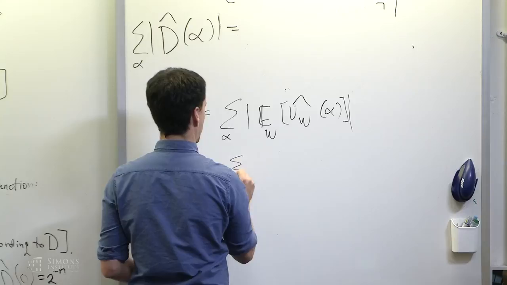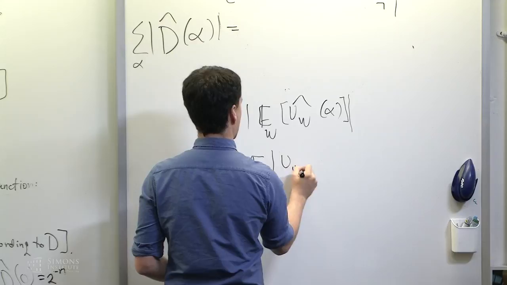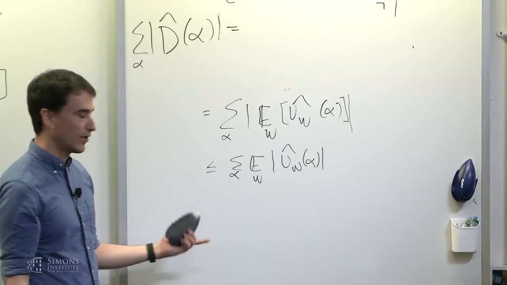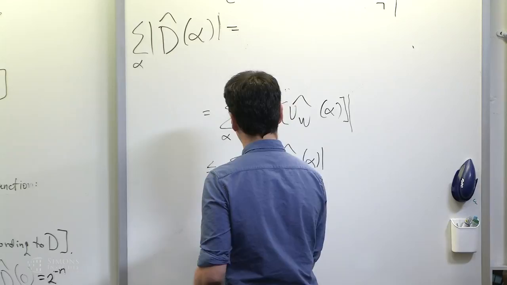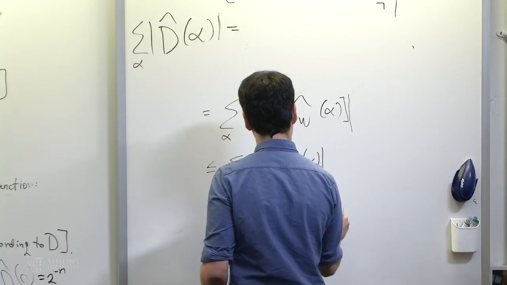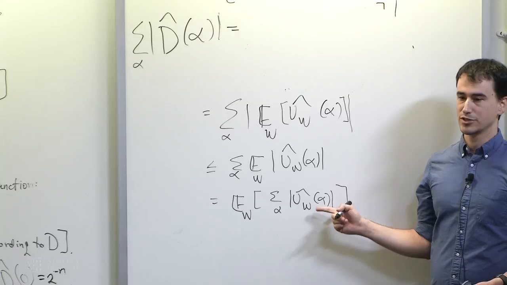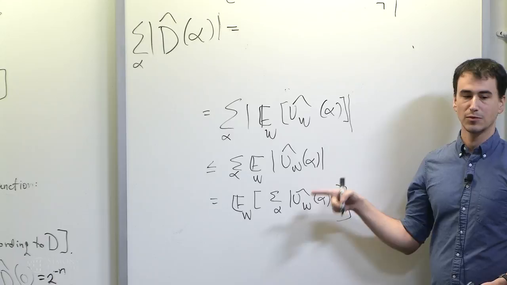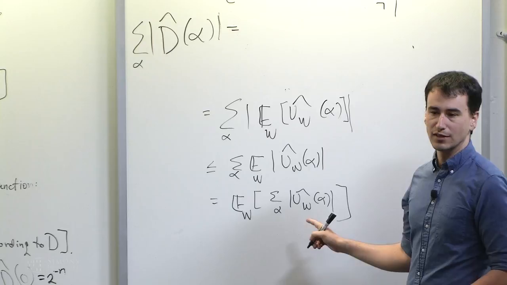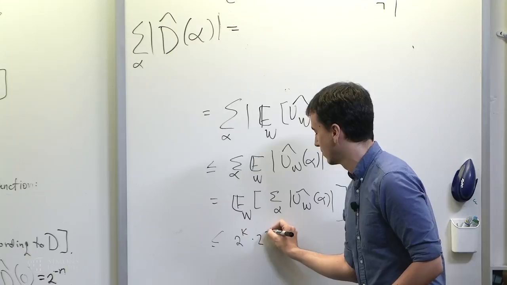Sum over alphas. This guy. Okay, and now I'm using linearity of expectation. And I'm using the fact that all these subspaces had codimension k. So the number of alphas that get non-zero coefficient is at most 2 to the k. Okay, so each one of them is bounded by 2 to the k times 2 to the minus n, so hence this is the bound.